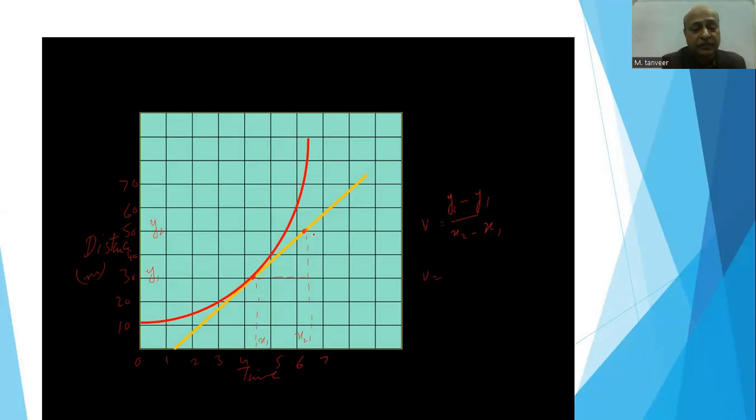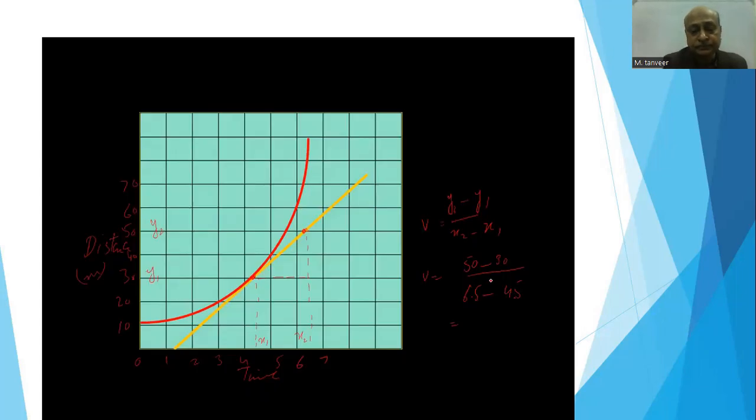So speed of the body: y2 is 50 minus y1, y1 is 30, over x2, this is x2, 6.5, minus x1, this is x1, approximately 4.5. So 50 minus 30 will become 20, divided by 2, that is 10 meters per second.